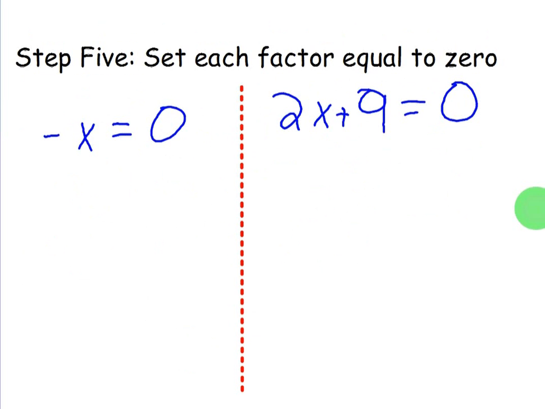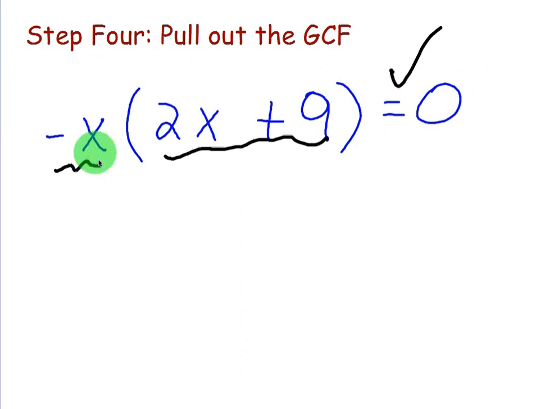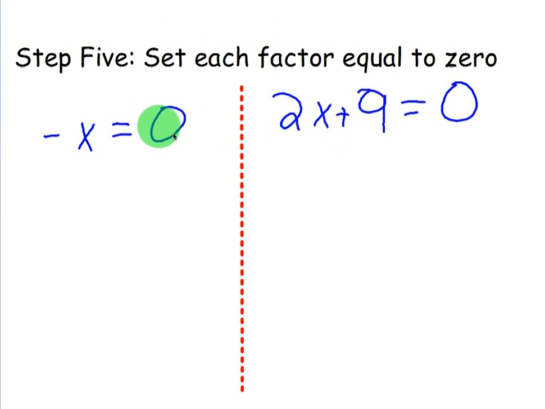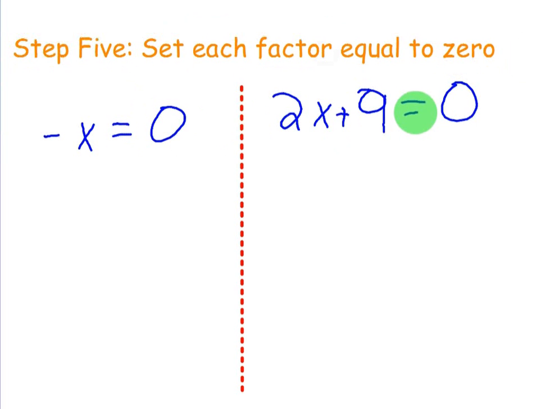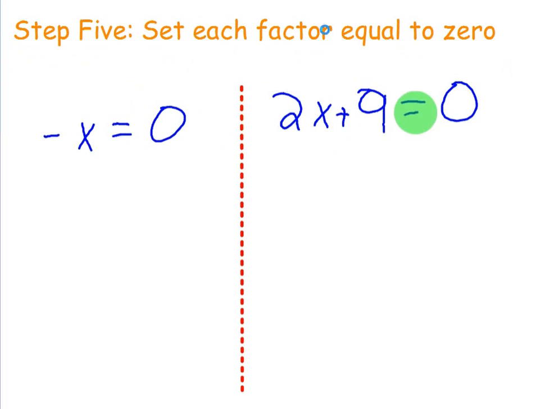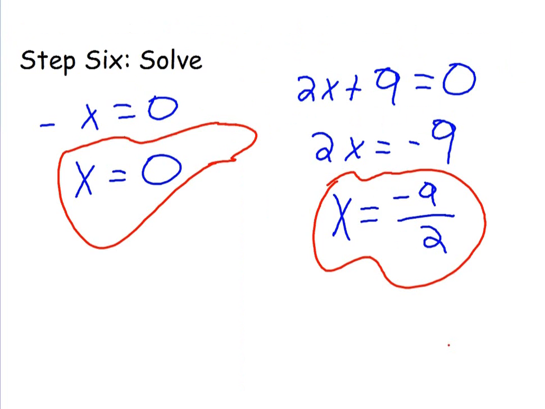So the first factor is what you pulled out, that negative x. Set that equal to 0. The second factor is what's in parentheses, 2x plus 9. Set that equal to 0. So that's your next step. So now we're going to set each factor to 0 and solve.